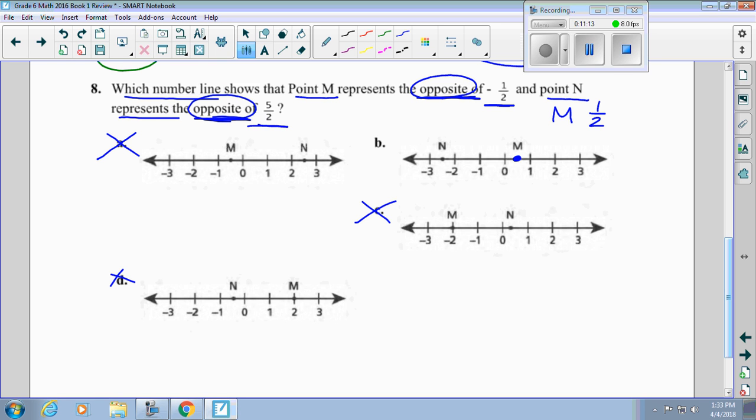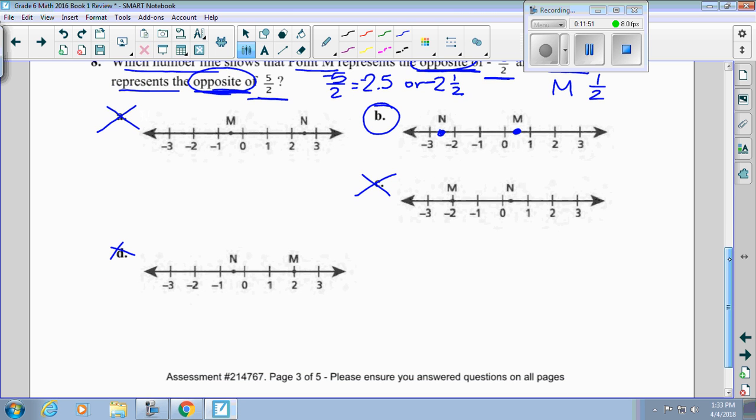And then let's check N, the opposite of 5/2. I know 5 divided by 2 is going to be 2.5, right? But it's the opposite of positive 2.5, so I'm looking for that to be -2.5. So that is also represented by choice B. These other bad answers are for the kids who are mixing up reciprocals and thinking that the reciprocal means opposite. The reciprocal is not the opposite. That is not the case.